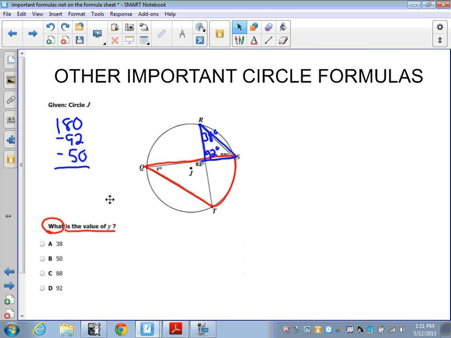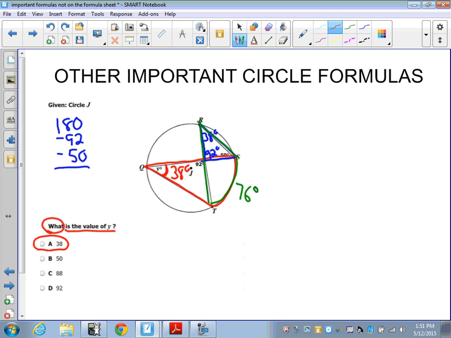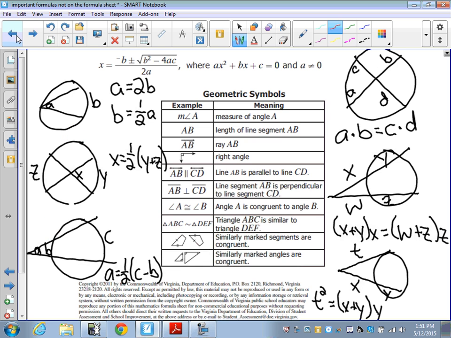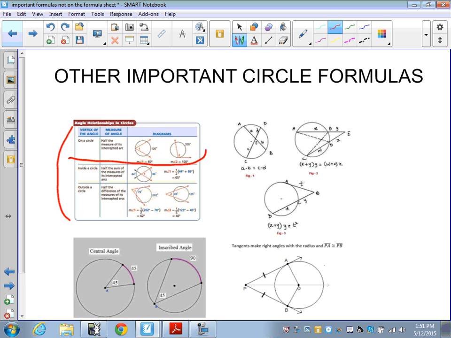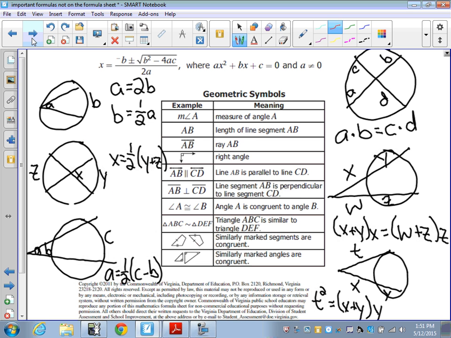So if that's 38 degrees, we spread this line out and we see that this is going to be double 38. So double 38 is 76. And then if we go backwards to where y is, we see that y has to be half of 76, which is 38. So that one requires some thinking, some multiple steps, but ultimately what we did was we used the formula on the circle. We used this formula here, the inscribed angle formula.